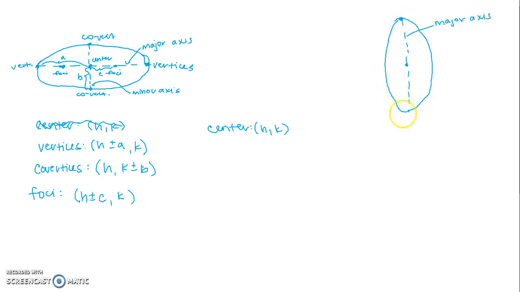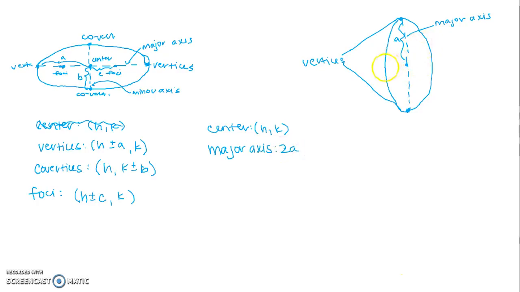And at each end of that axis is where my vertices are. Just like they were in the other ellipse, each vertex is a distance of A away from the center. If you look at this, whether I'm looking at the vertical or the horizontal, if from one vertex to the center is A and from the center to the other vertex is A, then the length of my major axis is 2A.